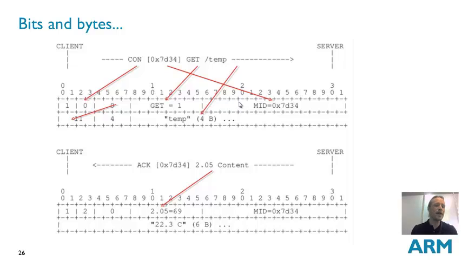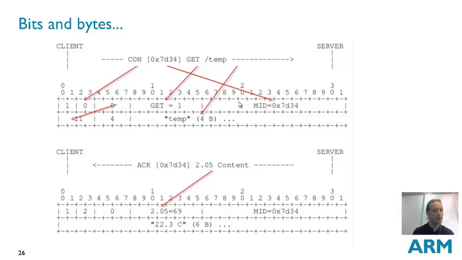This is simply an example of the bits and bytes that go into a CoAP message, what the pieces mean. These are very easy to parse. For example, the GET field is simply a 1 to indicate GET. The message ID is simply the ID number. And then this has an option which tells us the URI is temp. We never include the slash in the URI option itself.